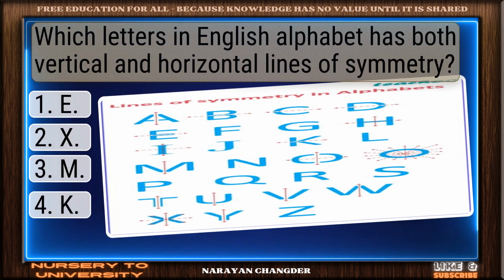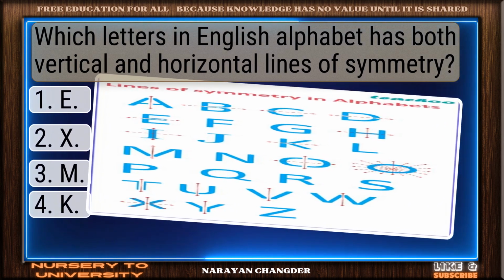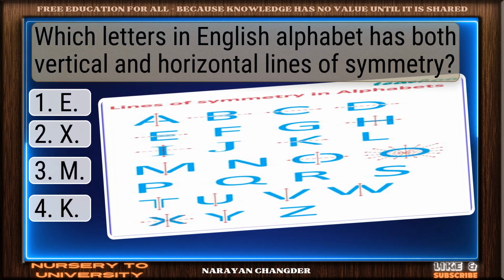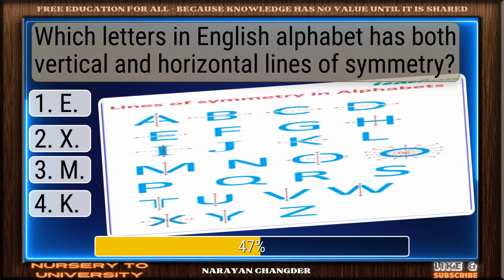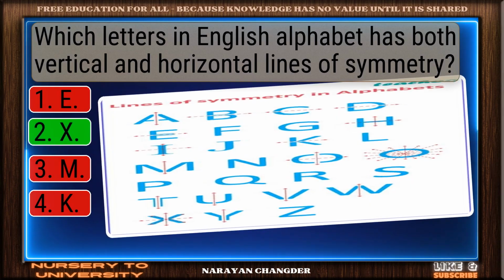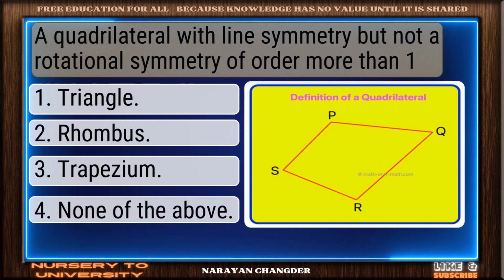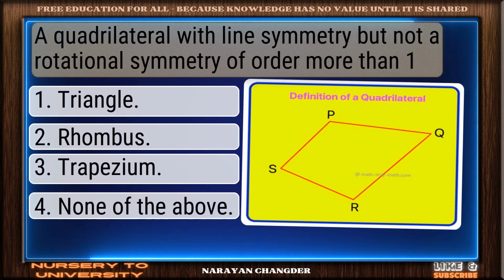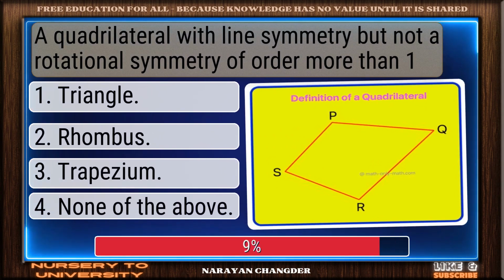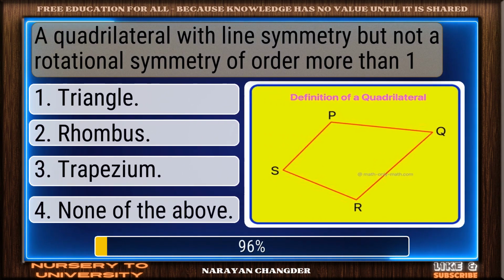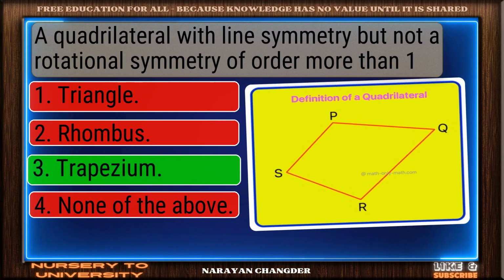Which letters in English alphabet has both vertical and horizontal lines of symmetry? You chose X, and it is correct. A quadrilateral with line symmetry, but not a rotational symmetry of order more than 1. Bravo, trapezium is the answer.